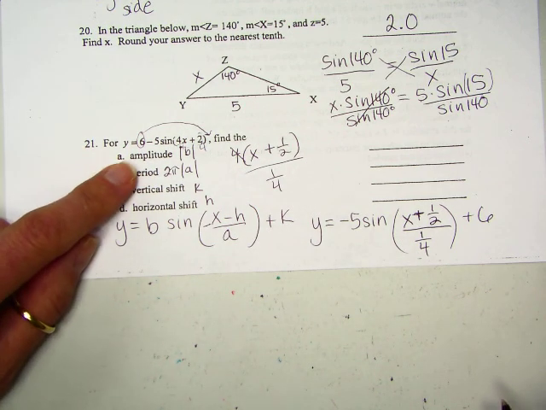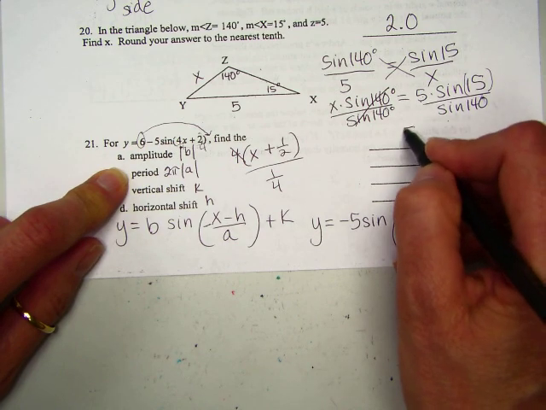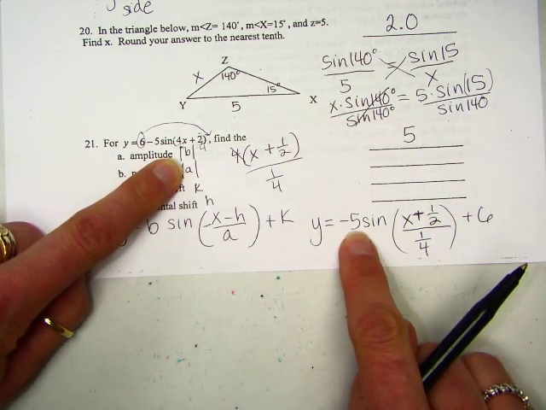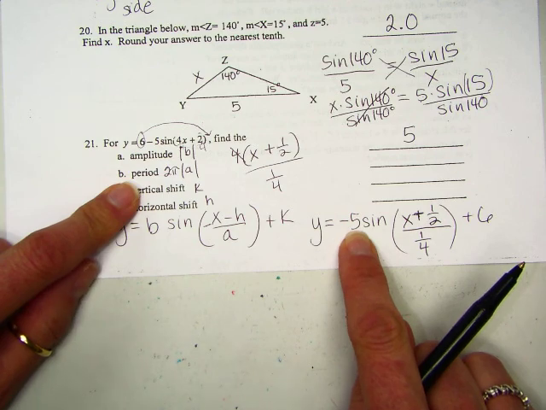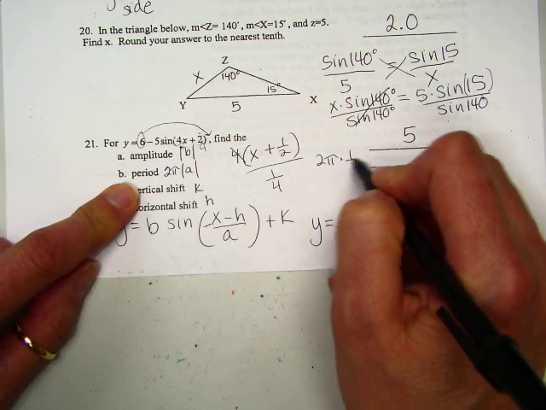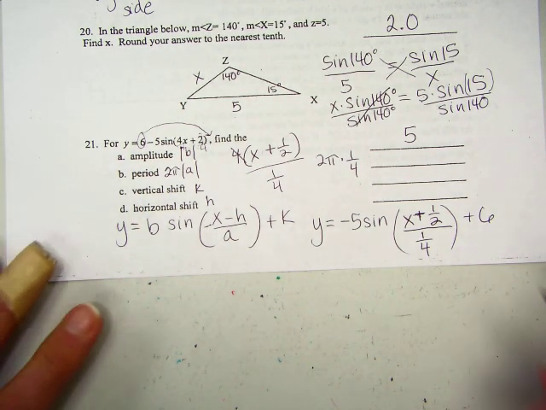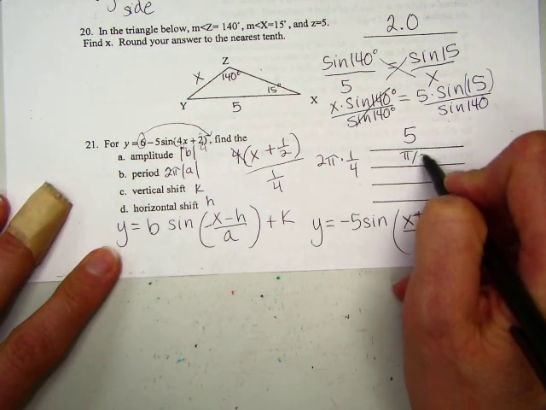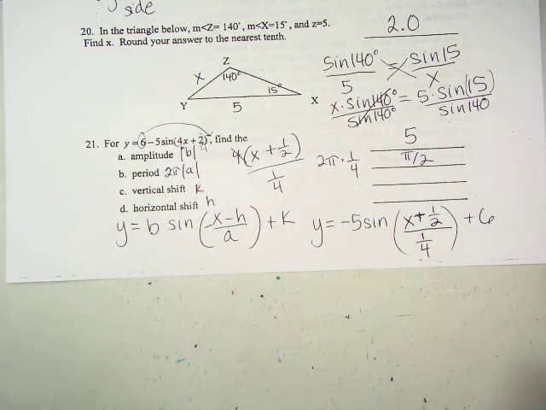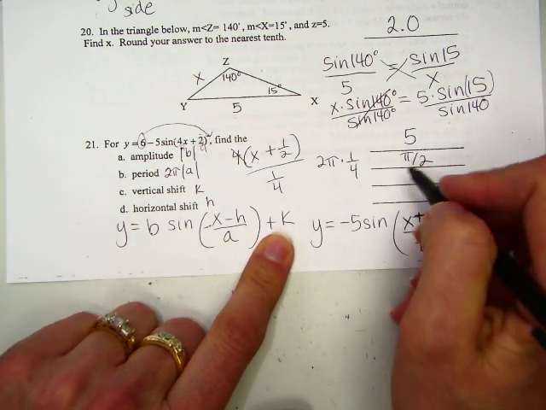Okay, so the amplitude would be, help me out. It is 5. Remember, we dropped the negative because of the absolute value. The period is 2 pi times a fourth, which we could call 2 pi over 4, or pi over 2 would be reduced. I don't care if you reduce it, honestly. The vertical shift, plus k, plus 6, so it's 6.